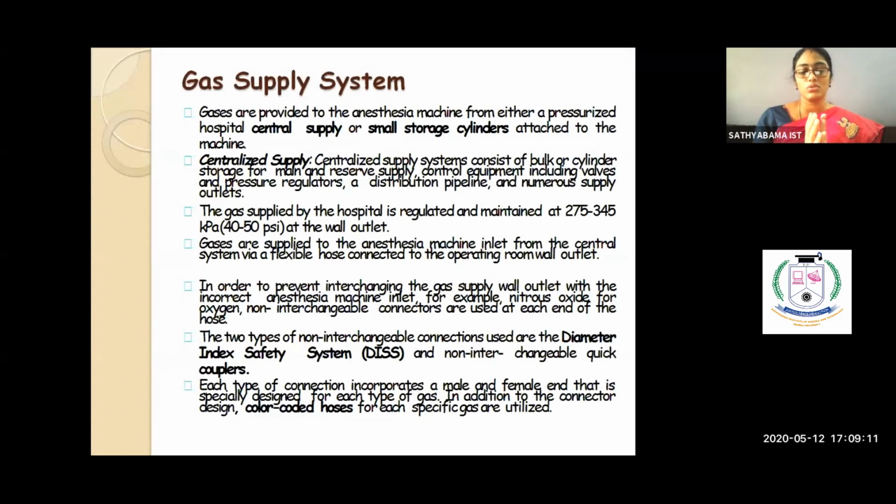It's mainly to make sure that it is a fail-proof system, a safe system. You should not connect your oxygen to your nitrous oxide or vice versa, right? So this is what you'll have to check. They are all basically non-interchangeable connectors. I said they have a male and a female end, so you will be connecting accordingly, and they are also color coded. As we said, in most cases we've seen in a hospital a yellow tube, a blue tube, and a black tube.